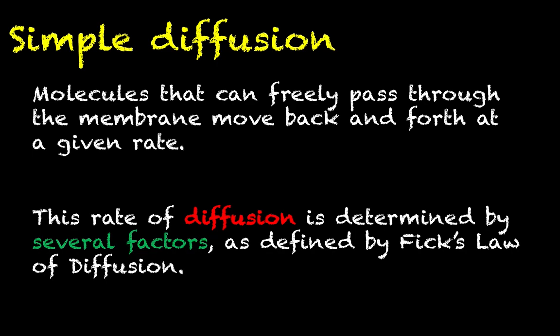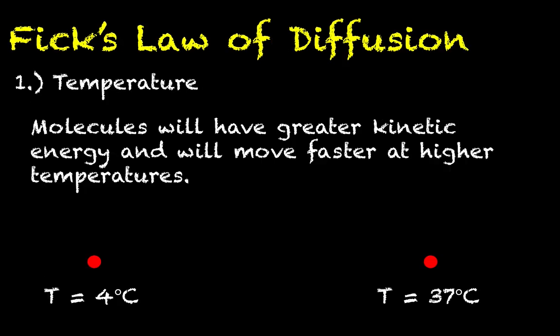The first discussion that we're going to want to have here is talking about the rate or speed of this diffusion across the membrane and how there are different specific factors that are going to affect what that rate is, and those factors are defined by Fick's law of diffusion. The first factor that is going to affect the speed by which molecules move across the membrane is temperature.